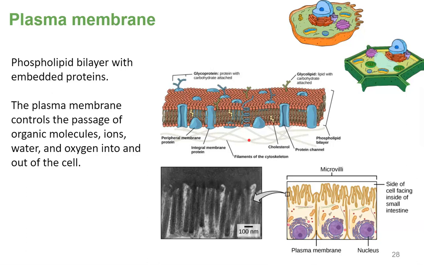So just keep in mind that the plasma membrane, its major job is to control the passage of molecules, ions, water, oxygen, into and out of the cell. So we need to bring things in and keep things out, but also take things out of the cell. Okay, so the plasma membrane can be found again in animal and plant cells.